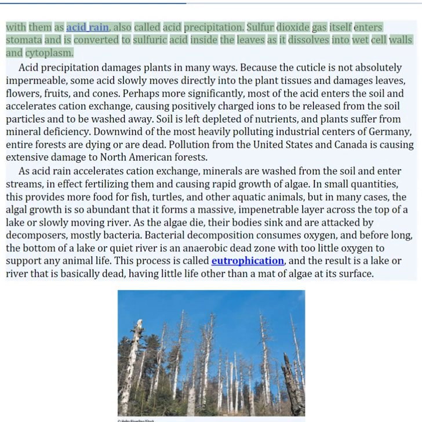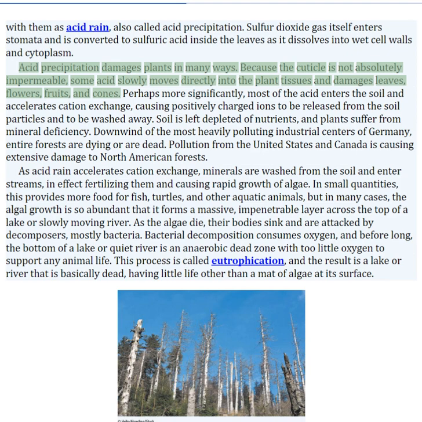also called acid precipitation. Sulfur dioxide gas itself enters stomata and is converted to sulfuric acid inside the leaves as it dissolves into wet cell walls and cytoplasm. Acid precipitation damages plants in many ways. Because the cuticle is not absolutely impermeable, some acid slowly moves directly into the plant tissues and damages leaves, flowers, fruits, and cones.